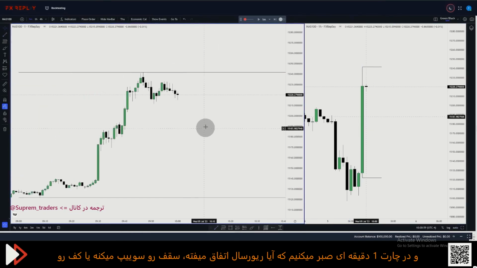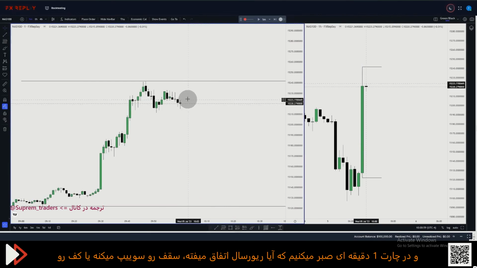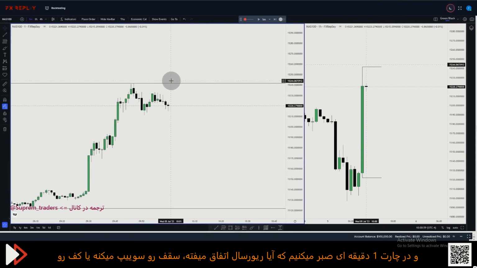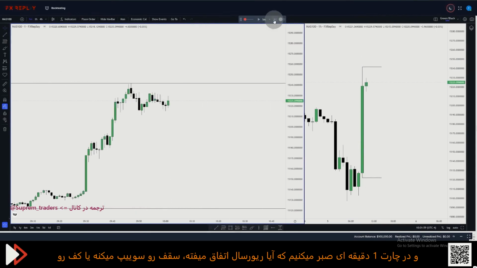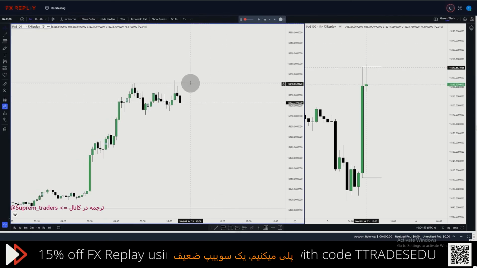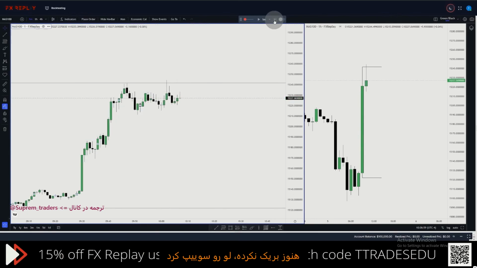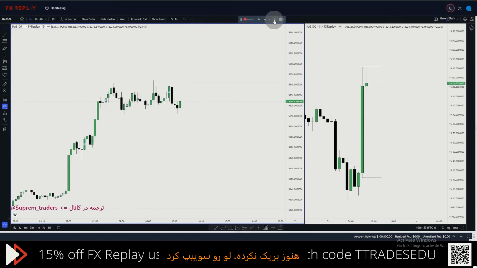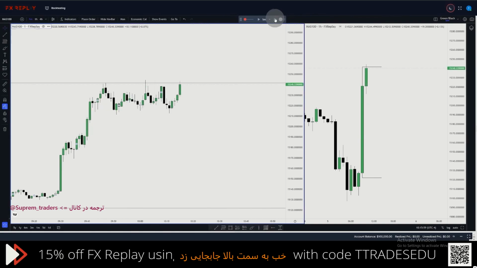From here, I'm going to be watching the 1 minute to see if we get a reversal or take this high or take this low. Letting this play ahead. Shallow sweep. Let's see if we break this low. We don't yet. We sweep this low, likely to go a little higher.